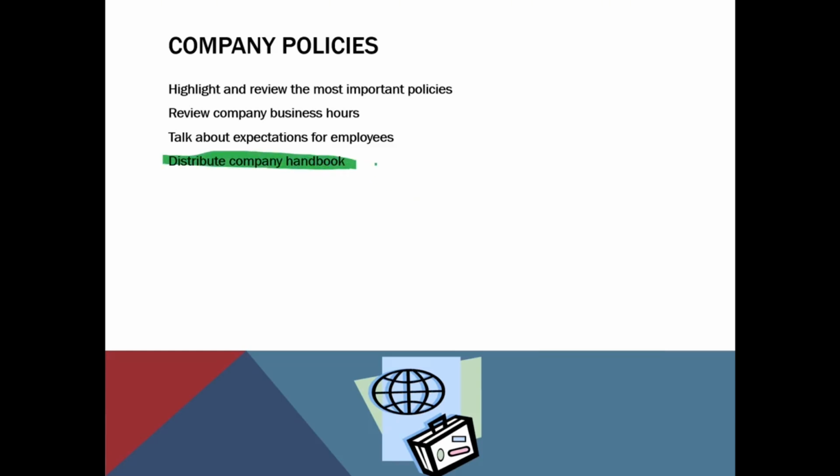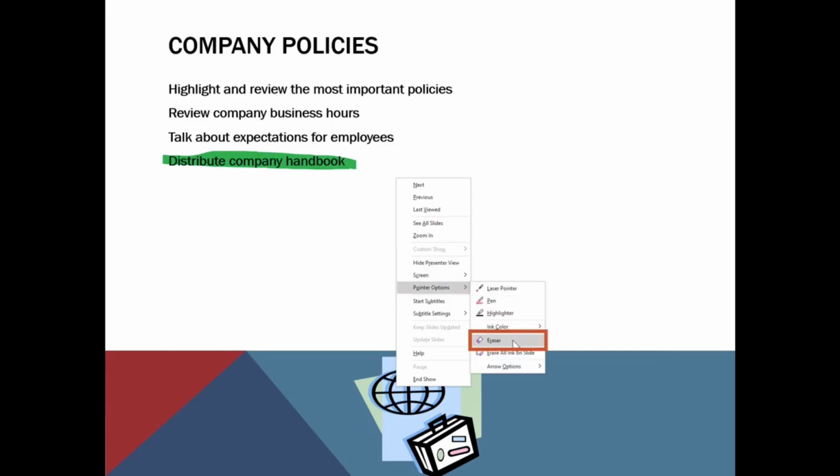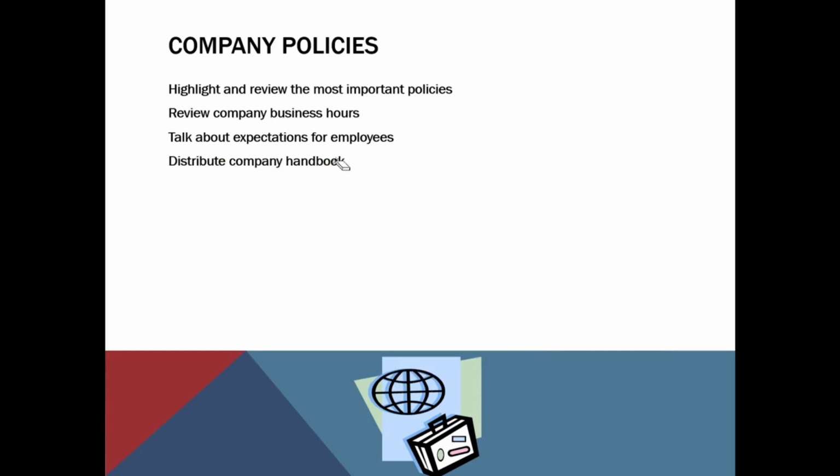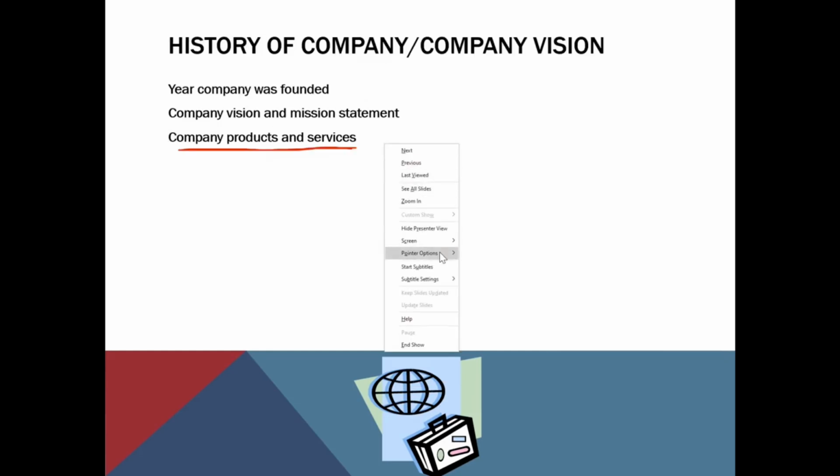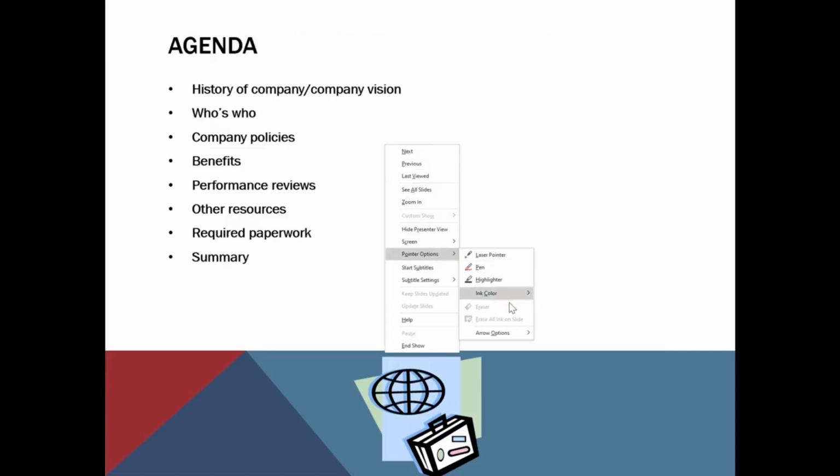What if you want to remove annotations from your presentation? Just use the Eraser tool to erase a single complete annotation mark, such as a continuous line or shape made by the pen. Clicking the Erase All Ink on Slide option will automatically erase all annotations on the slide. Finally, the arrow option is used to toggle the visibility of the arrow.